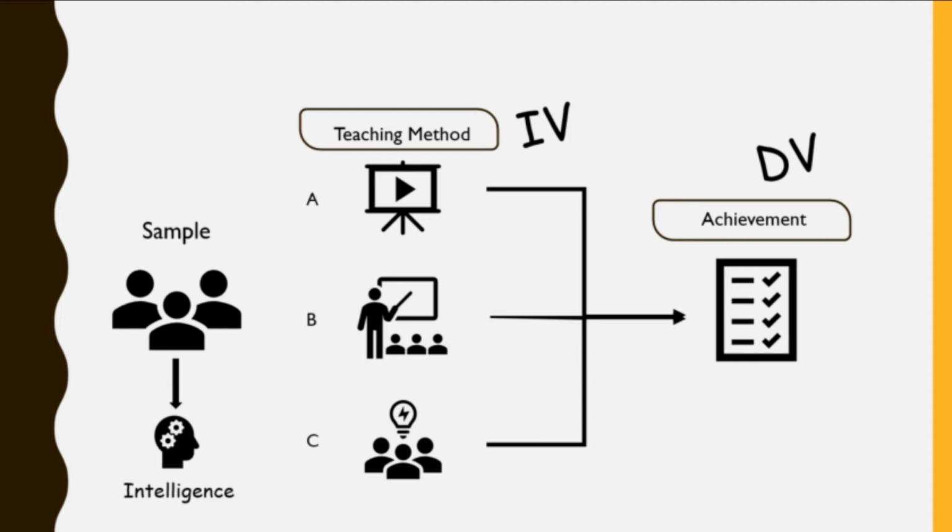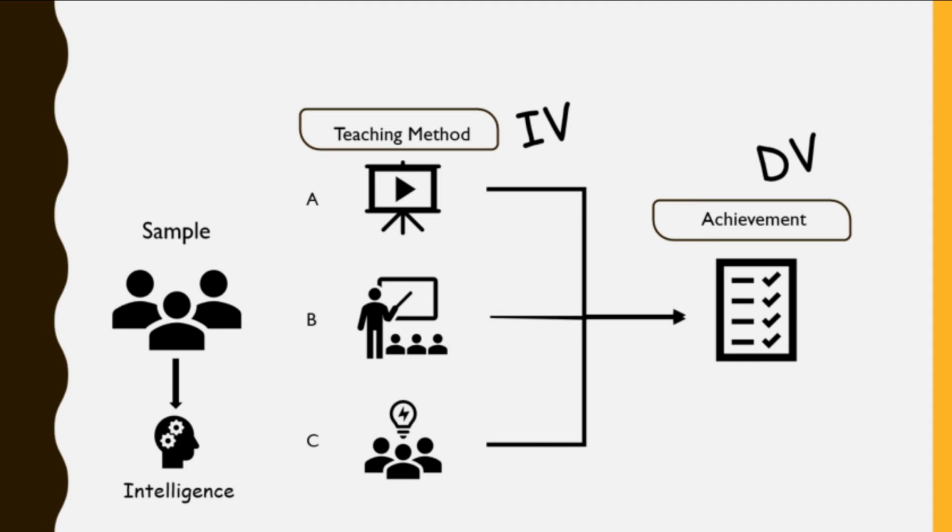Right. The intelligence level may also affect the achievement. Or even intelligence level may also affect how much students grasp from each teaching method. It can affect or not? Yeah, it can of course affect.